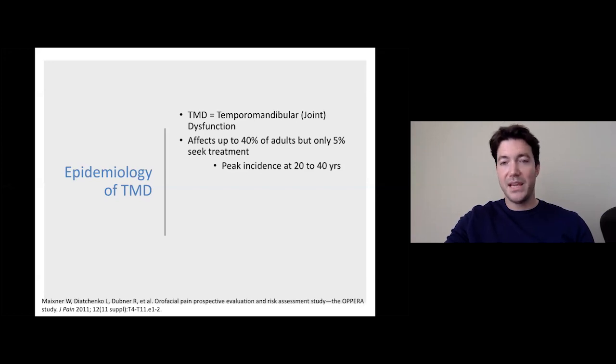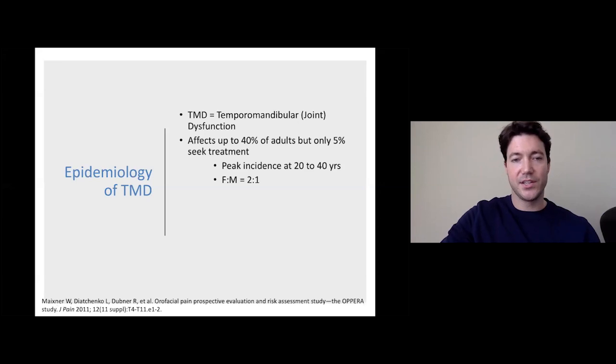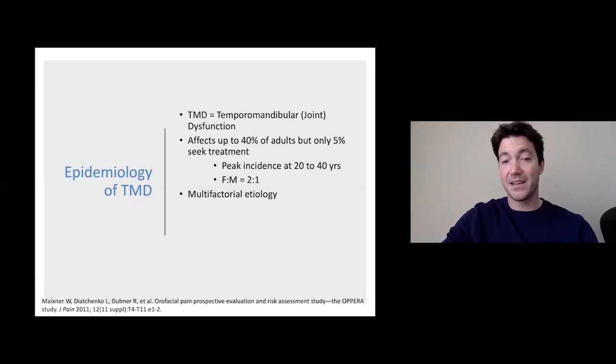But again, the peak incidence you'll see is from around 20 to 40 years old. Females have a slightly greater predilection for this condition, or for this umbrella term for a variety of conditions in this area. Multifactorial etiology. So in the next few slides, we'll see some of those things that you should be thinking about and asking about during your history with the patient, and when you're doing the physical exam as well, just keeping those things in mind.